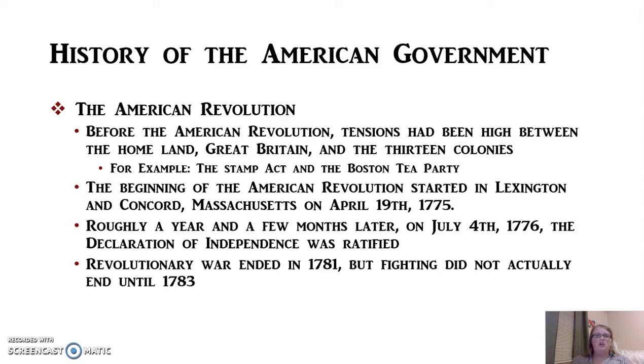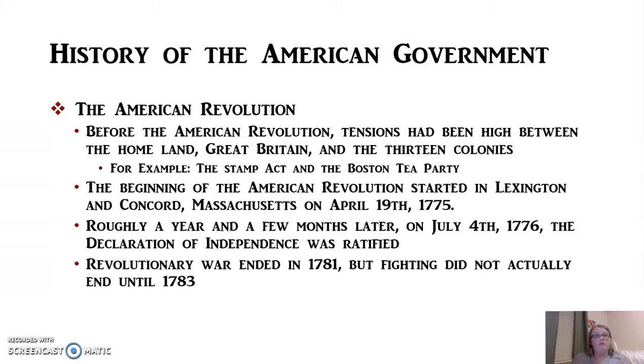In retaliation to some of the acts, there was the Boston Tea Party, where some of the natives, not the natives, but some of the colonists thought it was right to dress up as Indians and go and dump a whole bunch of tea into the harbor. So tensions were really high between them.